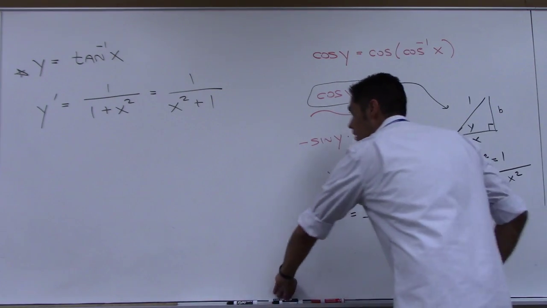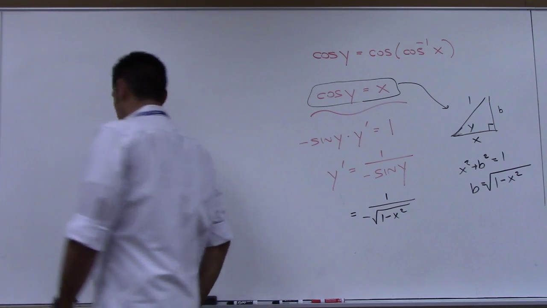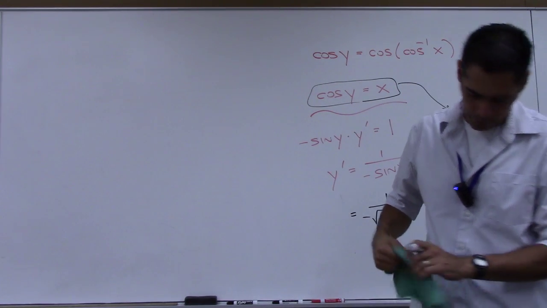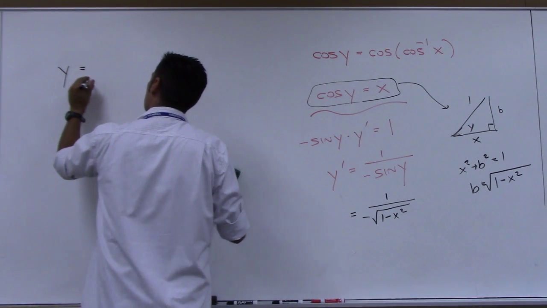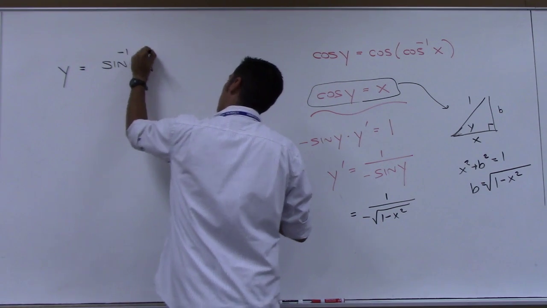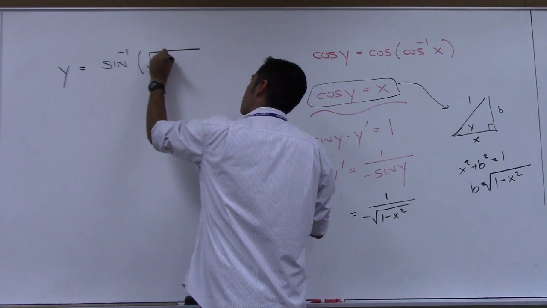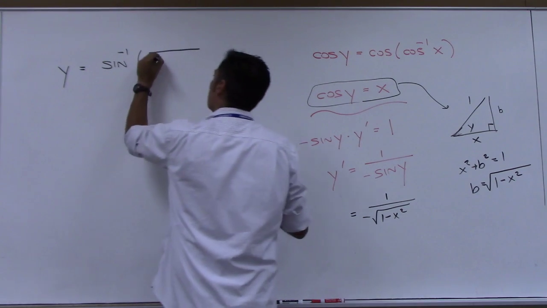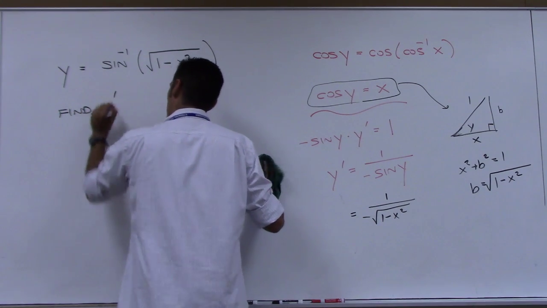So let's do an example that incorporates some of this. If y equals arc sine of the square root of 1 minus x squared. Find y prime.